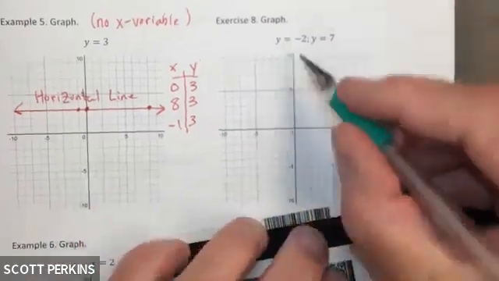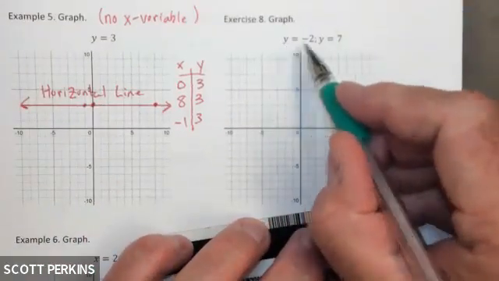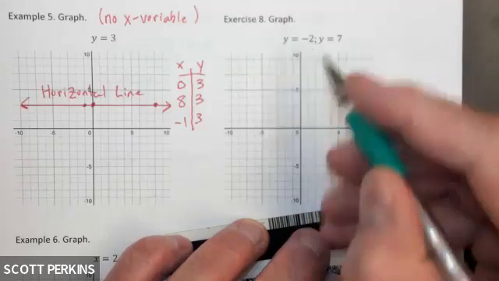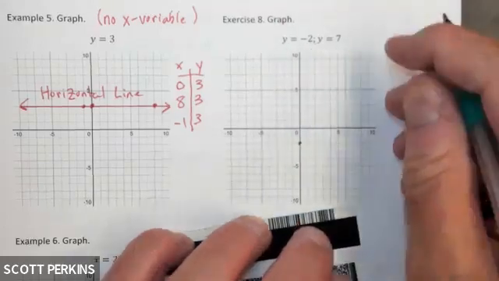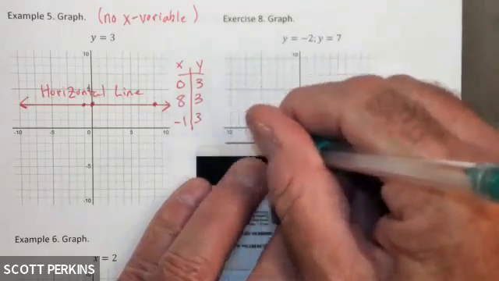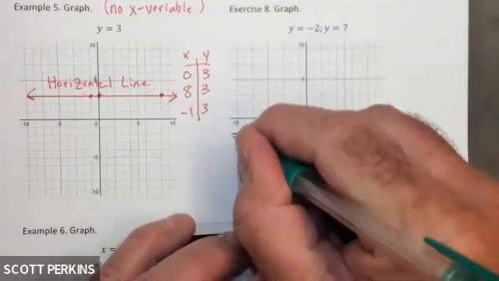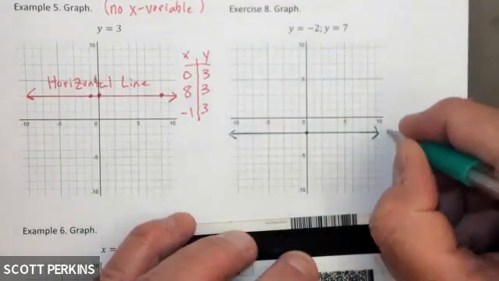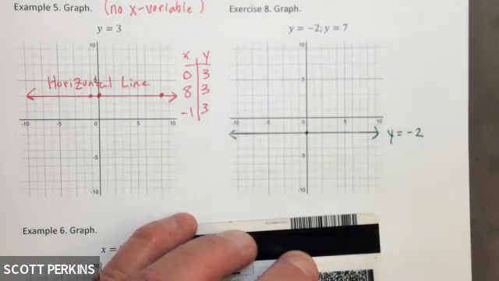So the first one is the horizontal line with all the y values -2. So here is the y value -2, and I'm going to draw a horizontal line. So this one right here, that is green on my page. This is the line y equals -2.